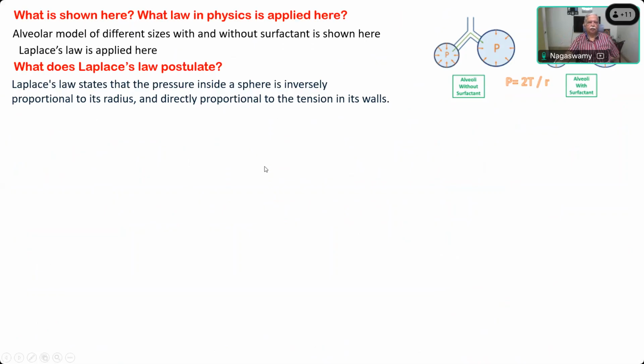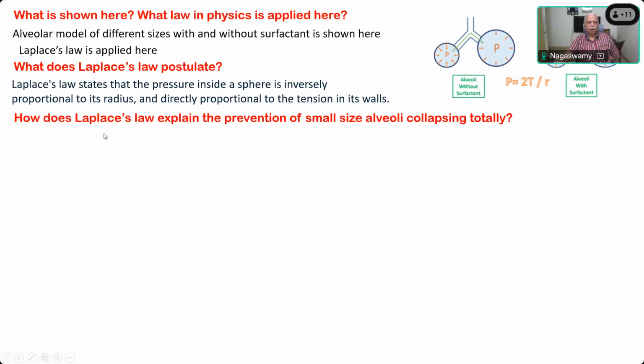That is the way to remember that concept. So how does Laplace's law explain the prevention of small alveoli collapsing totally? Here without surfactant, what happens? Air is going from the small alveoli into the larger alveoli, and this becomes totally collapsed ultimately. Whereas here, it is not flowing. Both the alveoli are inflated to some extent, and air is not able to empty from the small alveoli into the larger alveoli. And that is where the surfactant activity comes.